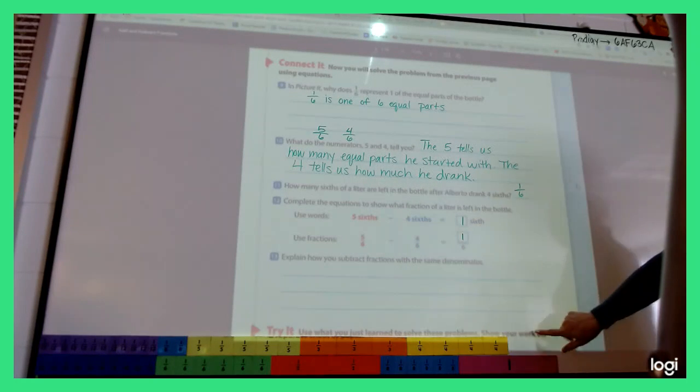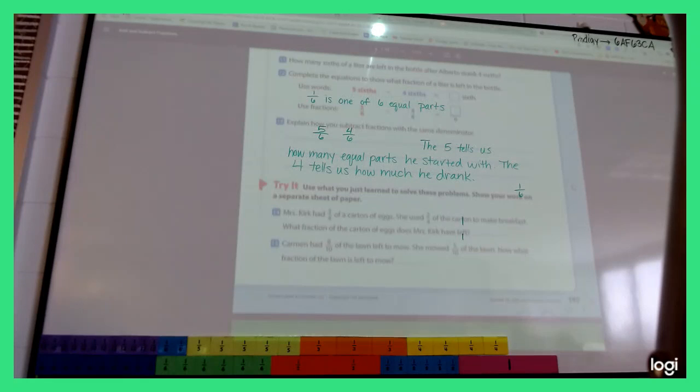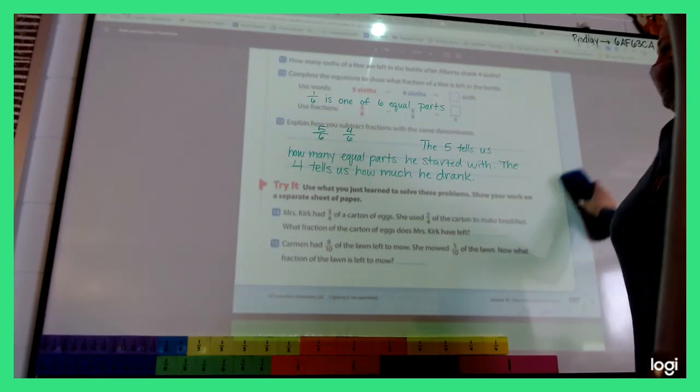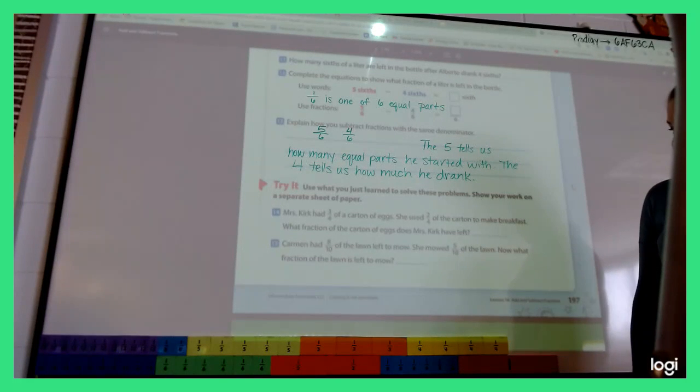We're going to try it down at the very bottom. And that's it for today. Does someone want to read the first one? Noah, go for it. Mrs. Kirk had 3/4 of a carton of eggs. She used 2/4 of the carton to make breakfast. Which fraction of the carton of eggs does Mrs. Kirk have left?